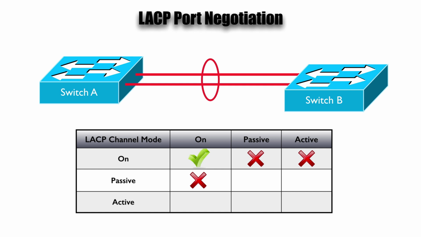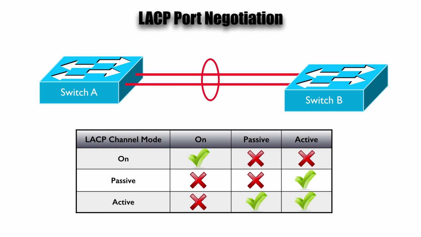Passive works like auto. Two passive interfaces will not form an EtherChannel. Active works like desirable. It will initiate the sending of LACP frames. Passive and active will form an EtherChannel. Again, on is not compatible with anything other than on on the other side. Passive-active, we said that works. And of course, just like desirable and desirable would bring up an EtherChannel, active-active also brings up an EtherChannel.